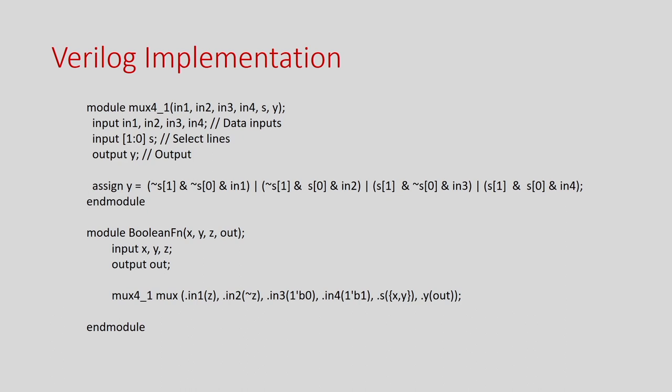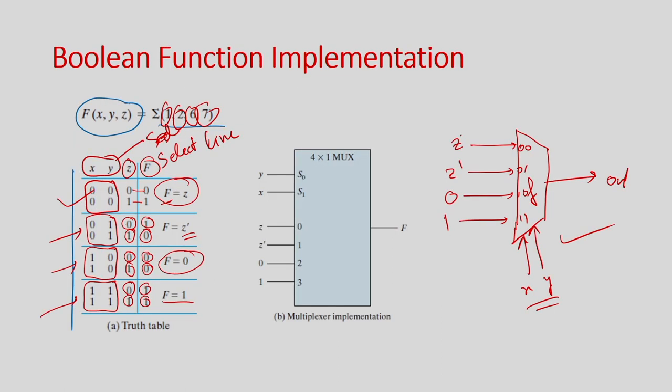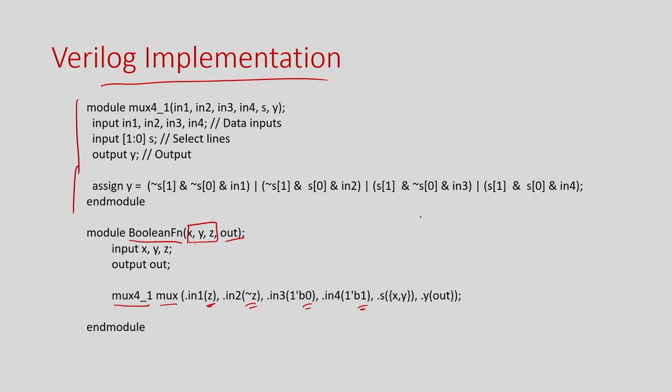So I can implement this in Verilog. I assume that I already have a multiplexer module, the 4-to-1 multiplexer that I explained just a few minutes back. The Boolean function has three inputs, x, y, z, and output is out. So I just instantiate this mux, where I am connecting z, z bar, 0 and 1. What exactly was I looking for? Z, Z bar, 0 and 1, corresponding to in 1, in 2, in 3 and in 4.